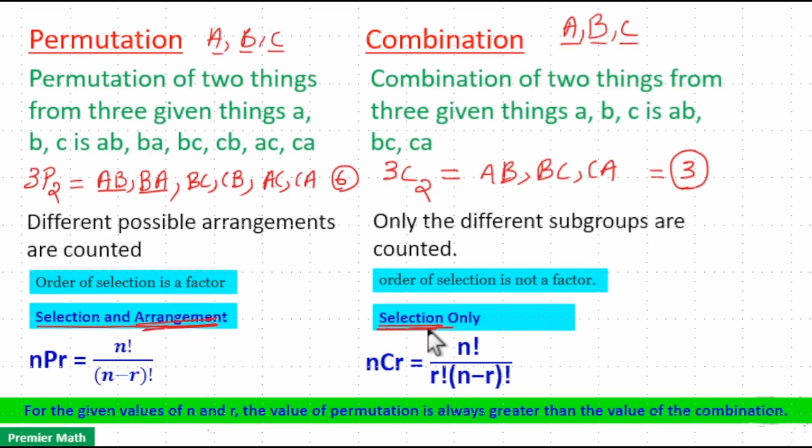Here selection only, no arrangement in combination. But in permutation, arrangement is the main thing. That is, when you select, you have to arrange it in order. So, order matters. So, this is the basic difference between permutations and combination. Here, for the same thing, you can see permutation is 6 and combination is 3. That is, for the same value of n and r, permutation is always greater.